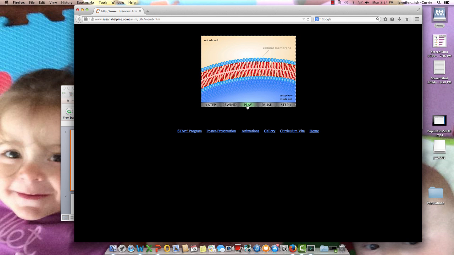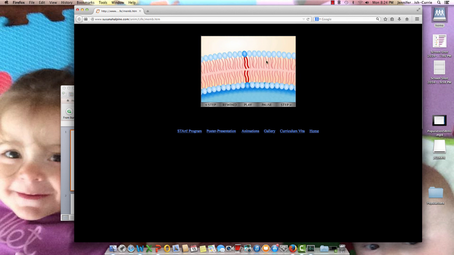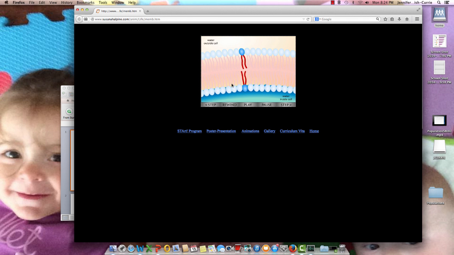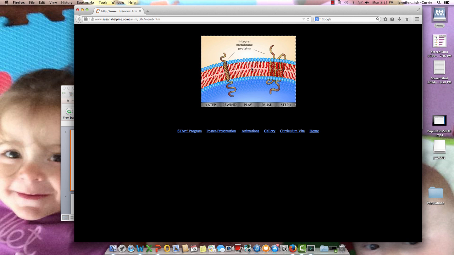So this animation looks at the fluid mosaic model. You can see the outside of the cell, and the cell membrane is composed of a phospholipid bilayer. These are my phospholipids. They have a charged head, which is hydrophilic and will interact with the water on the outside or inside of the cell, and nonpolar tails making up the inner portions of the membrane. They also have proteins embedded in or associated with them.